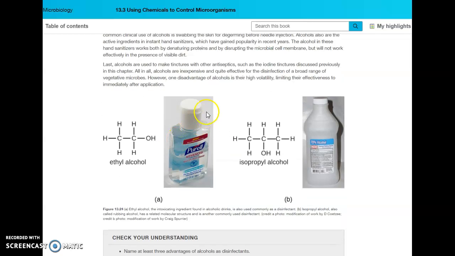Alcohols, of course, are typically the main ingredient in hand sanitizers. Again, denaturing proteins, disrupting cell membranes, but they're not going to work as well in the presence of dirt. The dirt kind of inhibits the hand sanitizer from actually reaching the microbes that are living on the surface of the skin, especially if we're talking about our hands. We have all of those crevices in there. And so bacteria like to get down in there, as you saw with your hand washing lab that you did earlier in the semester.